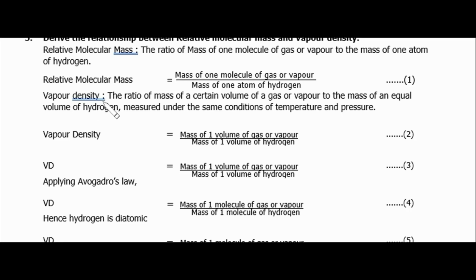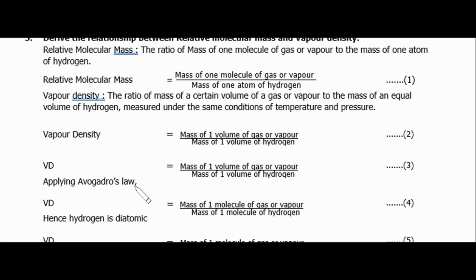Vapor density is the ratio of the mass of a certain volume of a gas or vapor to the mass of an equal volume of hydrogen, measured under the same conditions of temperature and pressure. Vapor density is equal to mass of one volume of gas or vapor divided by mass of one volume of hydrogen. Take this as equation number 2. Vapor density, you write VD, is equal to mass of one volume of gas or vapor divided by mass of one volume of hydrogen. Take this as equation number 3.